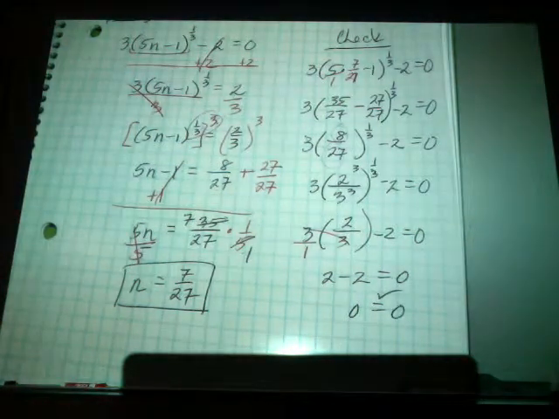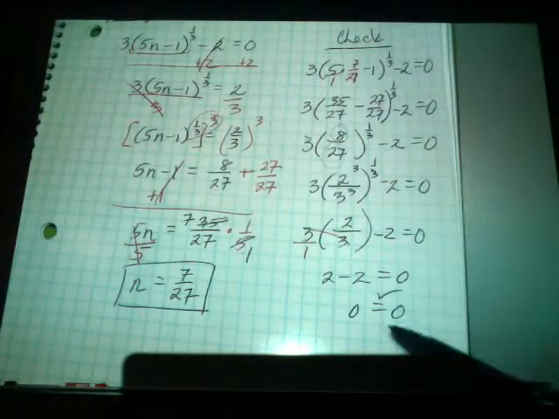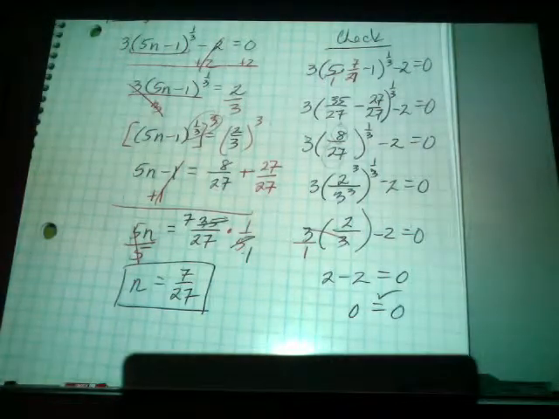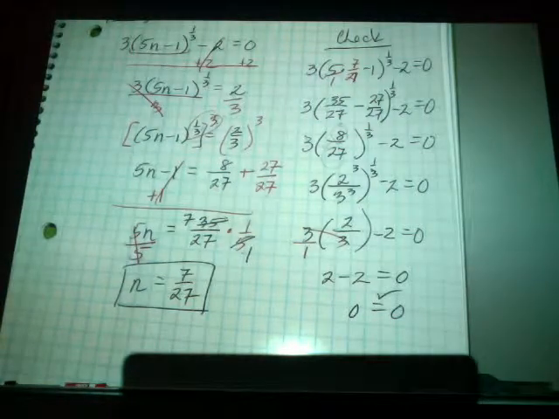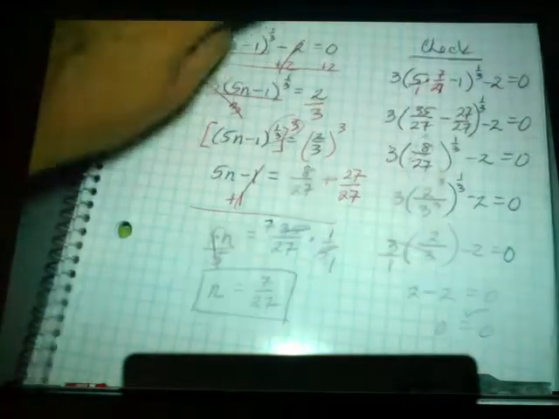So be patient with your check. Don't force the check to work because it's highly possible it's not going to work. So 7/27 is a good solution. All right, then let's look at example 4.